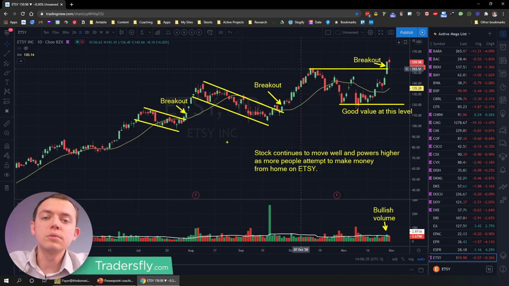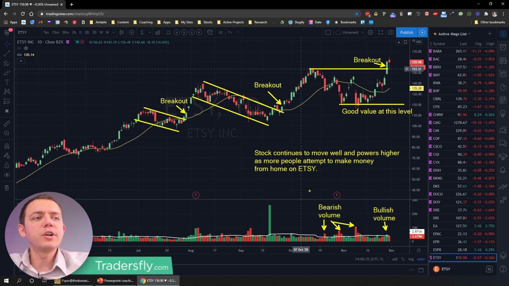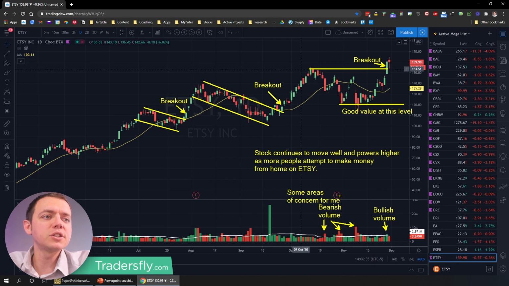I would just always raise your stop, take profits into strength as it continues. There were areas of concern. So this, bearish volume, some areas of concern for me. So just be careful. There are some signs of some possible issues, but for now, the stock just continues to move higher. So in that case, hey, move with it, and the price, of course, dictates that anyway.